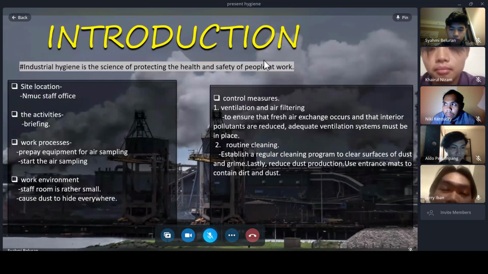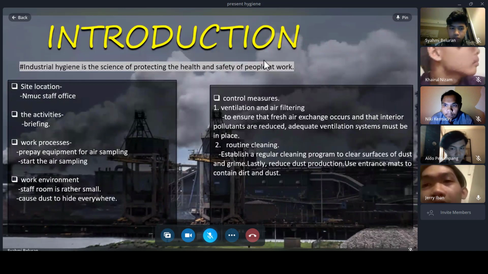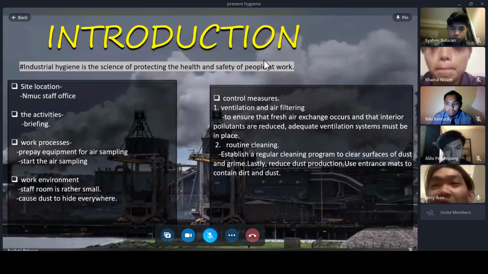At the time of the sampling, the staff office was quite busy because a group from another class was also doing sampling at the same place. Our group finished the sampling half an hour after 10 a.m. There were 6 individuals working or present in the office during the sampling process.